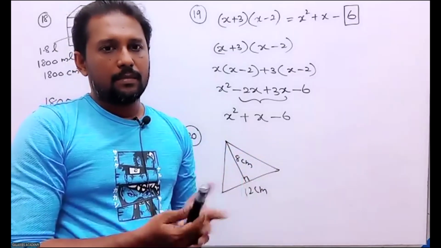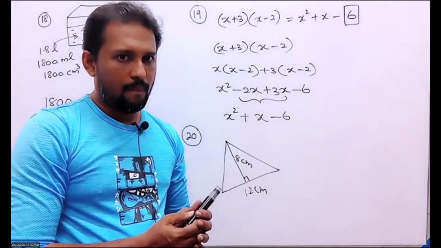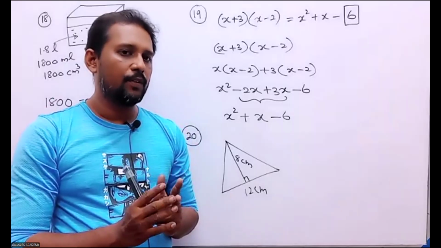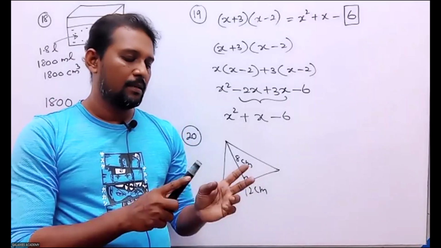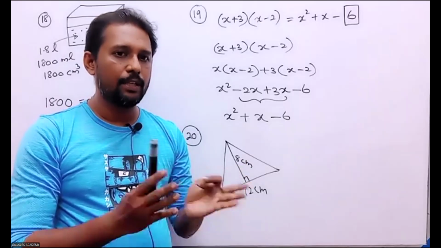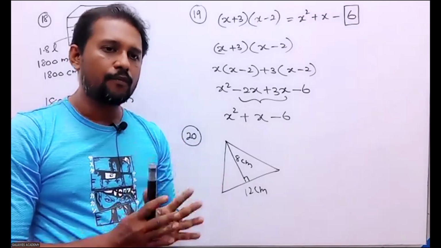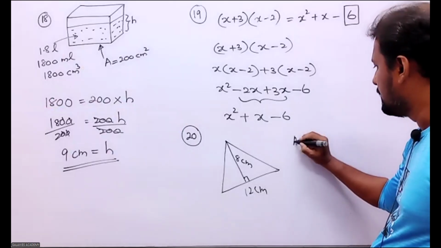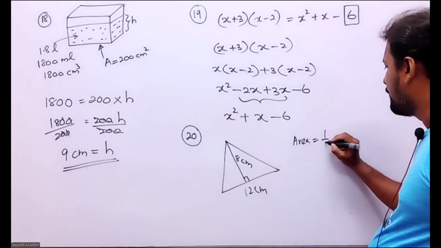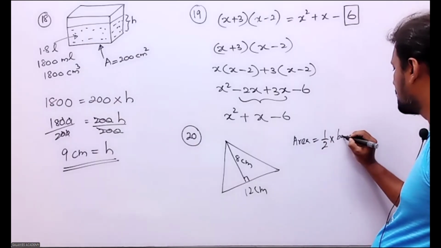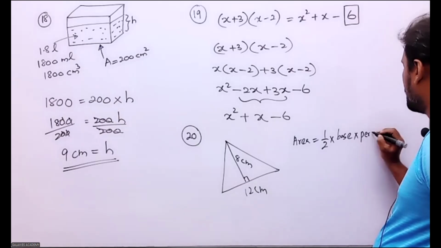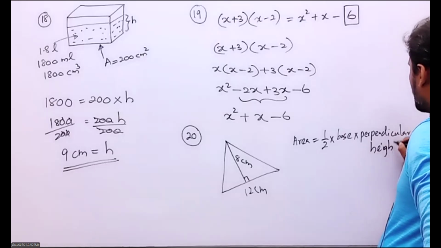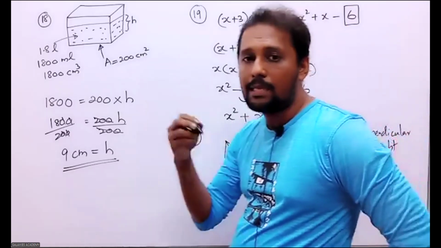Half times perpendicular height times base. Yes. Now you already studied the methods of finding the areas of plane figures: squares and rectangles, length into breadth; triangles, half into base into perpendicular height, right? Area is equal to half into base into perpendicular height. Also we call perpendicular height the altitude.